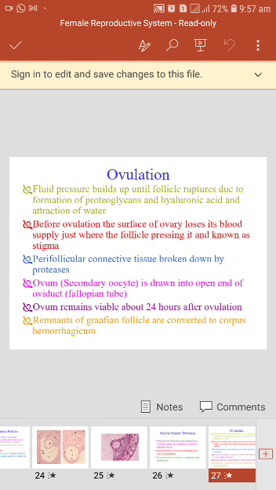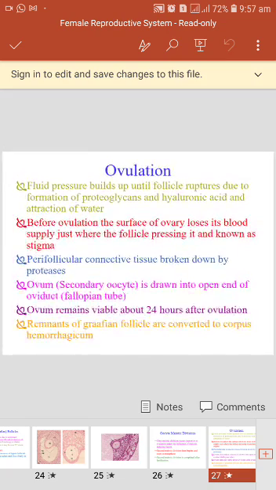Ovulation: fluid pressure builds up until follicle rupture, due to formation of proteoglycans and hyaluronic acid and attraction of water. Before ovulation, the surface of the ovary loses its blood supply just where the follicle is pressing on it, known as the stigma. Perifollicular connective tissue is broken down by proteases. The ovum, which is a secondary oocyte, is drawn into the open end of the oviduct. The ovum remains viable about 24 hours after ovulation. Remnants of the Graafian follicle are converted into the corpus hemorrhagicum.